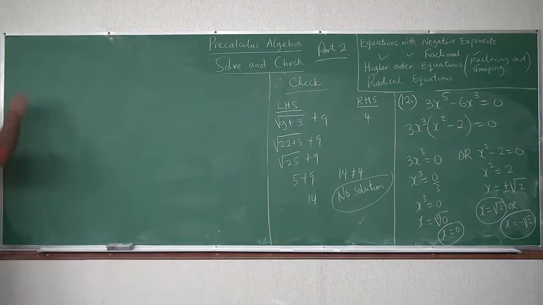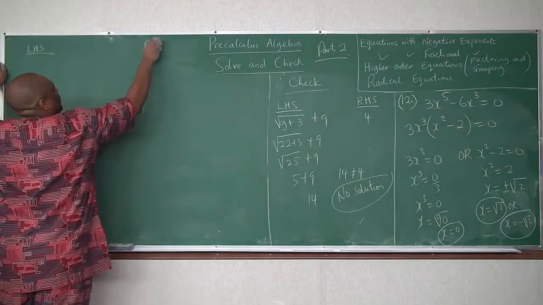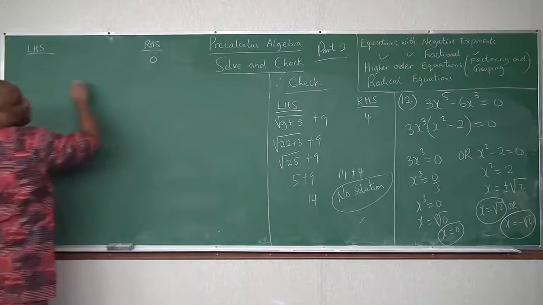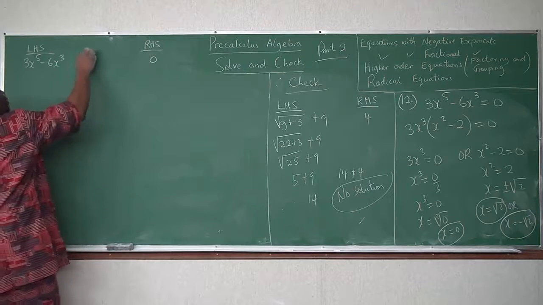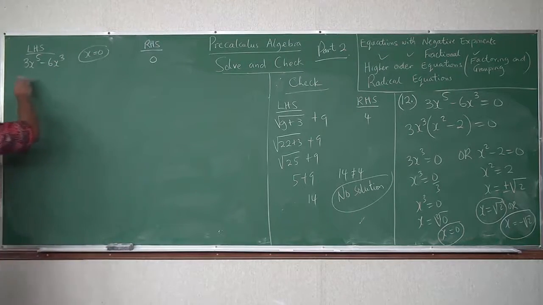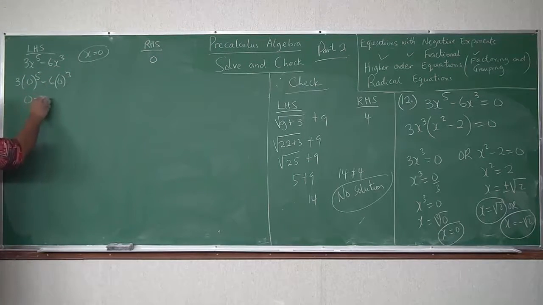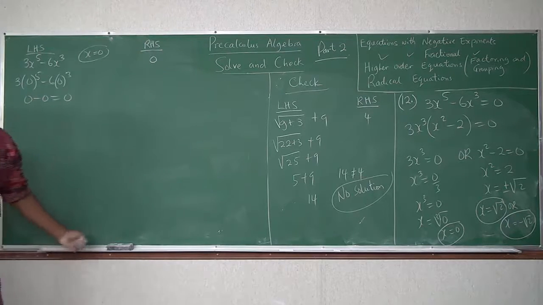We write the left hand side and then the right hand side. We check with the main equation. This is 0 and this is 3x^5 minus 6x cubed. So with x equal to 0, we have 3 times 0 to the 5 minus 6 times 0 cubed, which is 0 minus 0, which is 0. So this works.